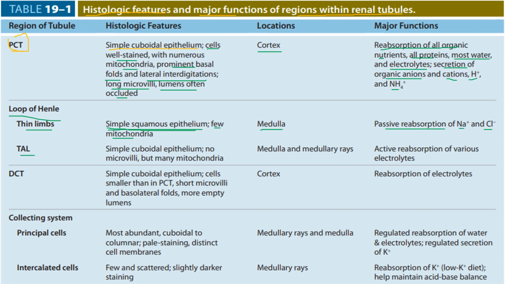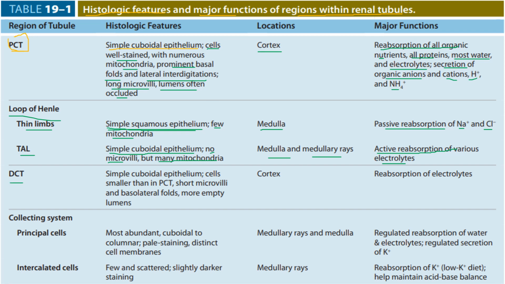Thick ascending limb. It has simple cuboidal epithelium, no microvilli, but many mitochondria. It is present in the medulla and medullary rays. It performs the function of active reabsorption of various electrolytes.